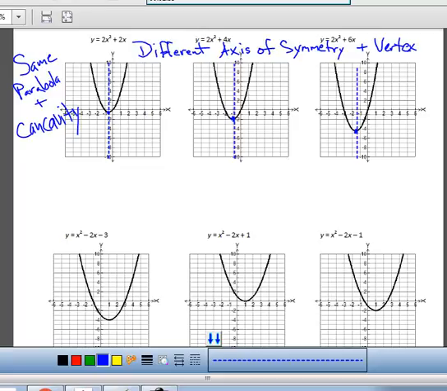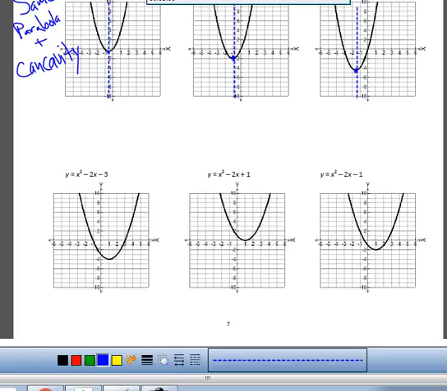Okay, going down to the bottom and looking at the other three graphs, going from left to right, I'm going to say almost the same thing. So we have the same parabola again. Same concavity. They're all opening upwards. Oops, that should be an O up there.